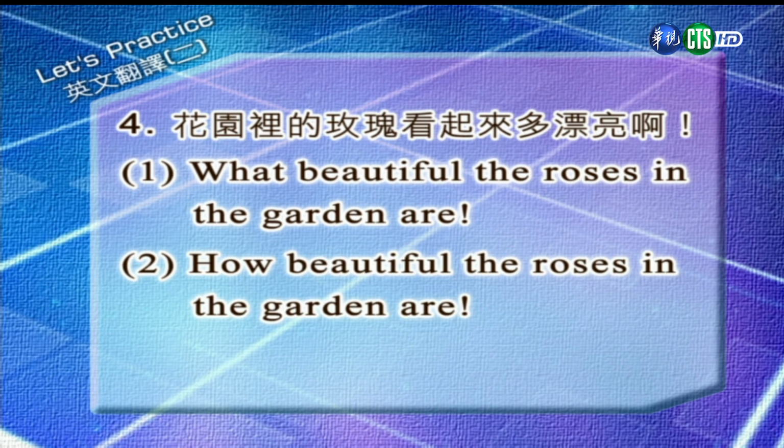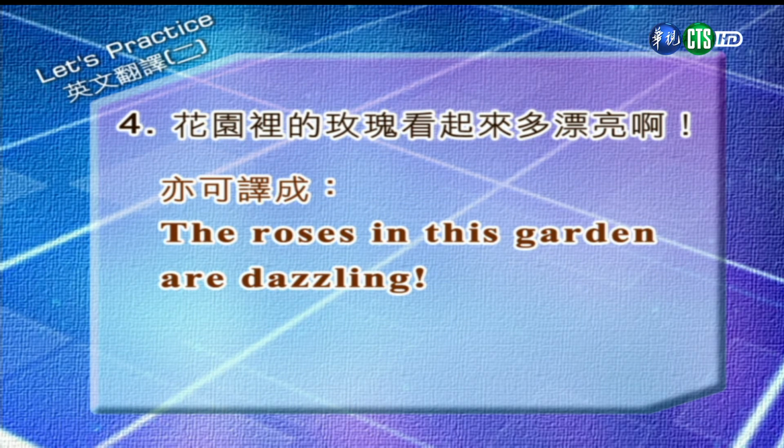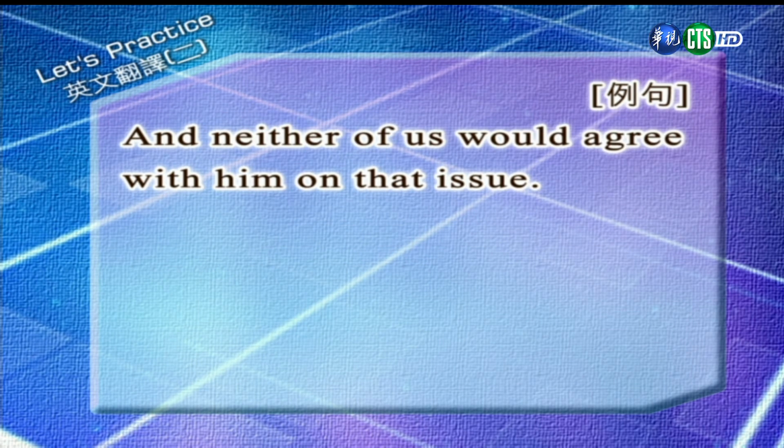How beautiful the roses in the garden are. 我们看哪个错？第一个错要用 how beautiful，不是 what，what 要接名词哈。好，我们另外翻翻看。The roses in this garden are dazzling. Dazzling 就是很耀眼的、很漂亮的。例句 And neither of us would agree with him on that issue.